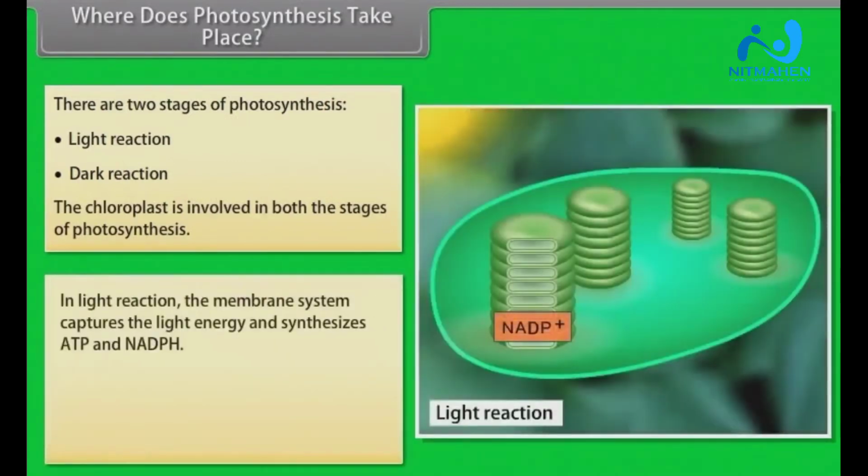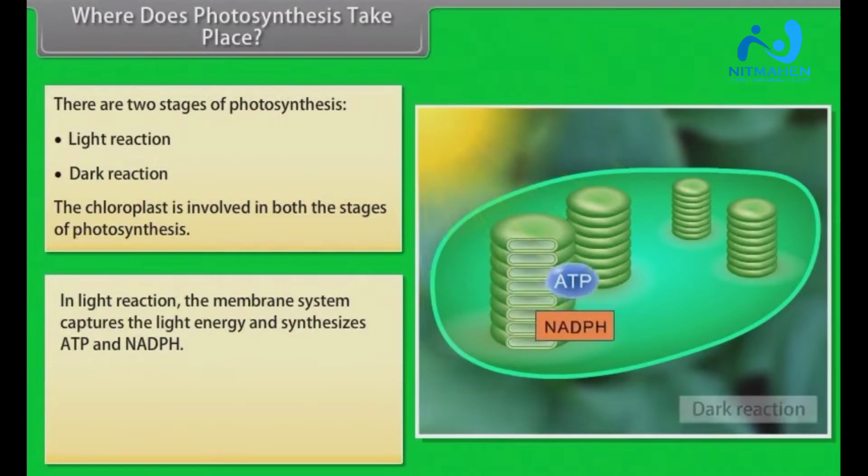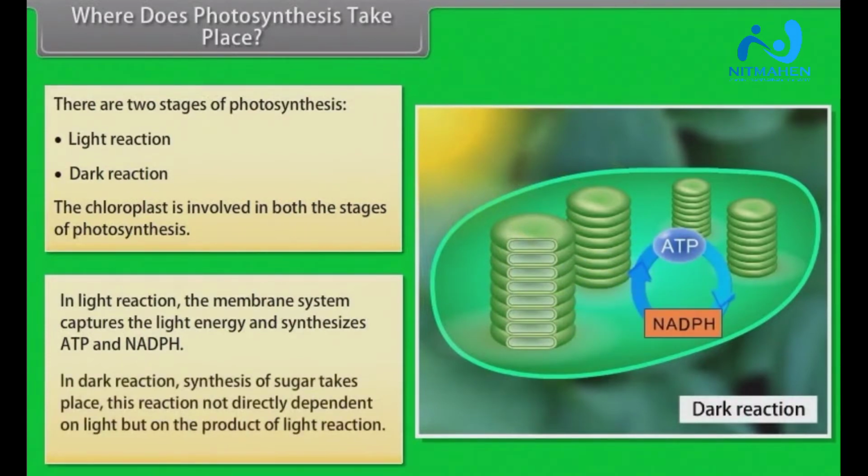In the light reaction, the membrane system captures the light energy and synthesizes ATP and NADPH. Whereas in the dark reaction, synthesis of sugar takes place. This reaction is not directly dependent on light, but on the products of the light reaction.